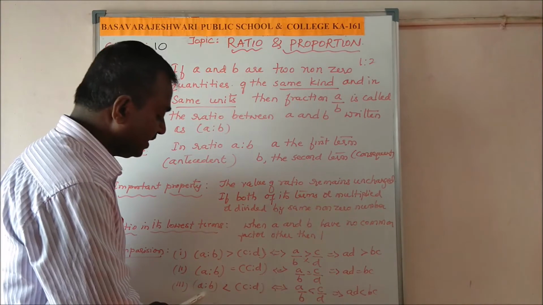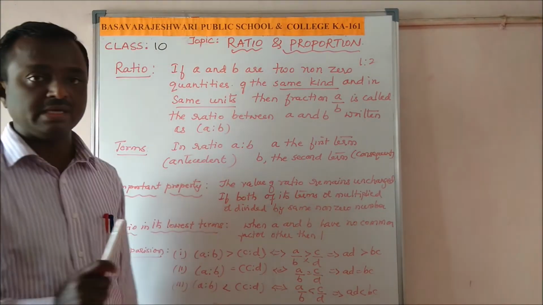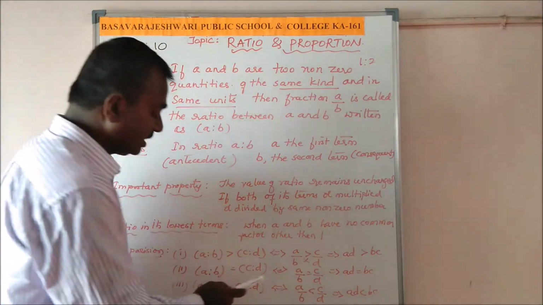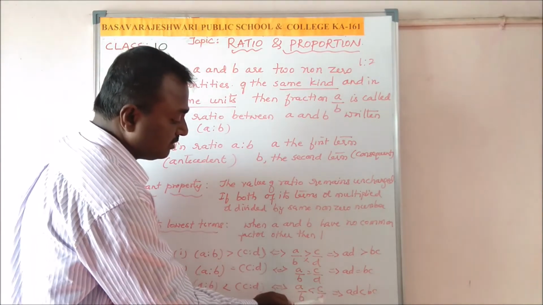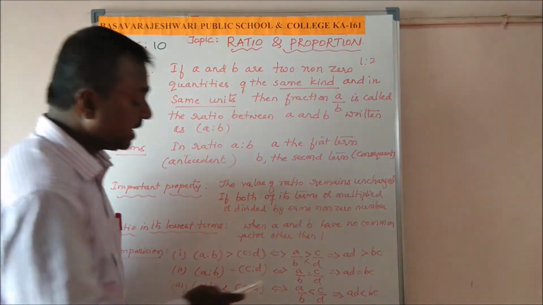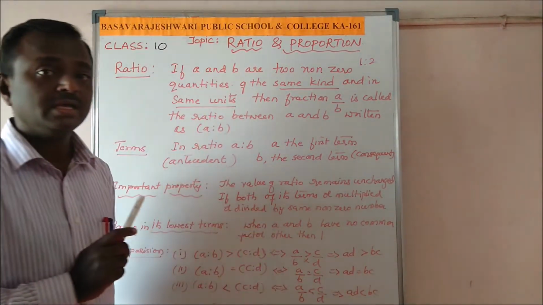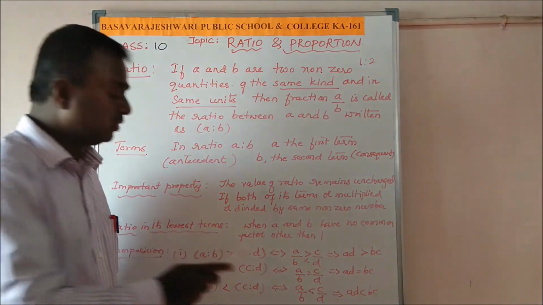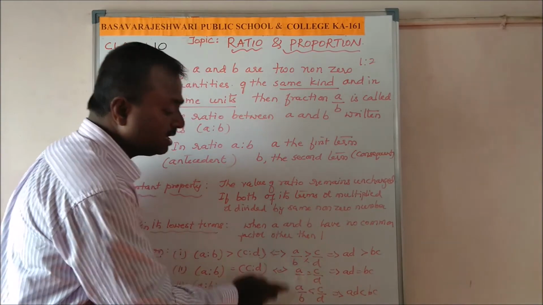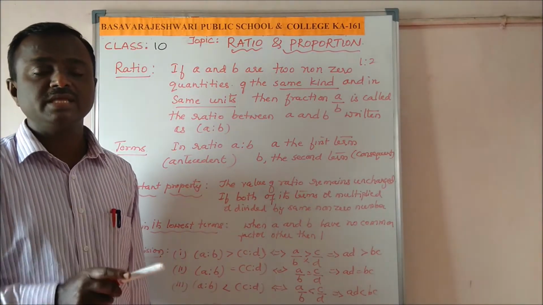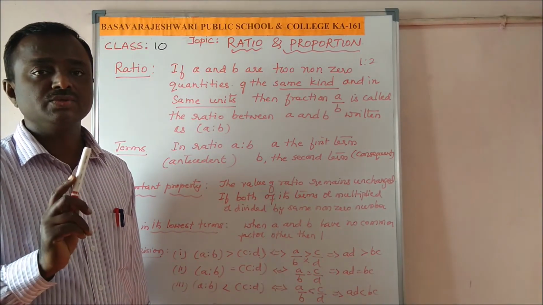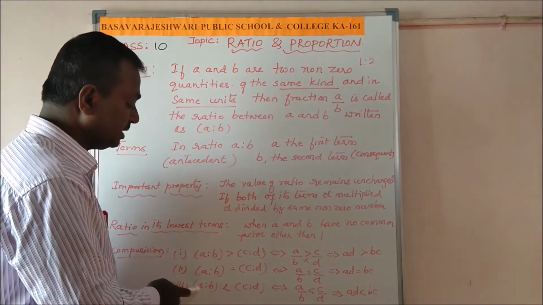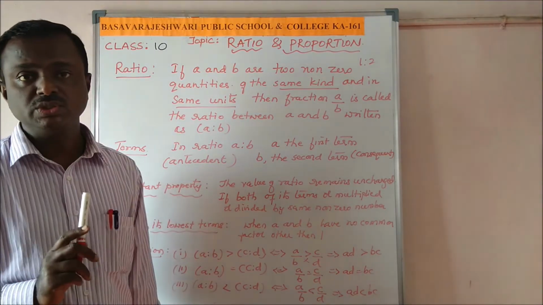Here also, if A is to B is less than C is to D, means if I convert that into fractions, A by B is less than C by D. When A into D should be less than C into B, then only we can say that the given ratios, A is to B is less than C is to D.